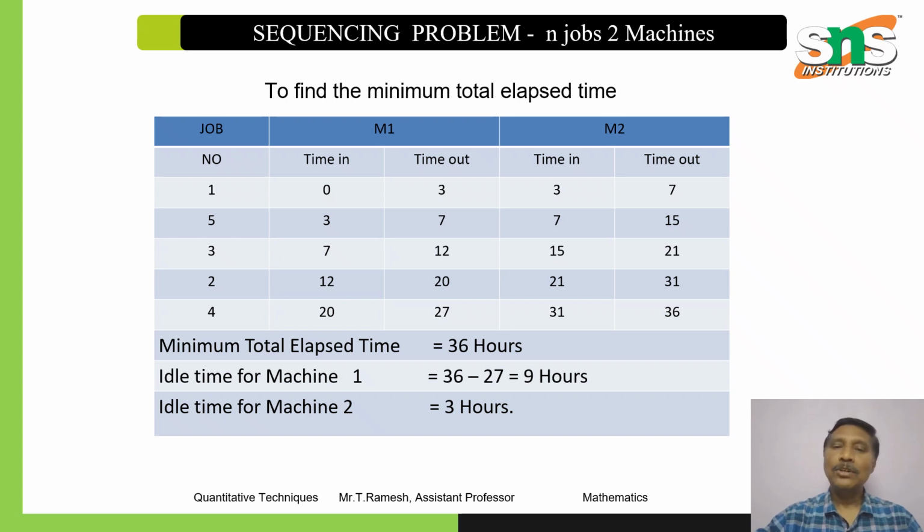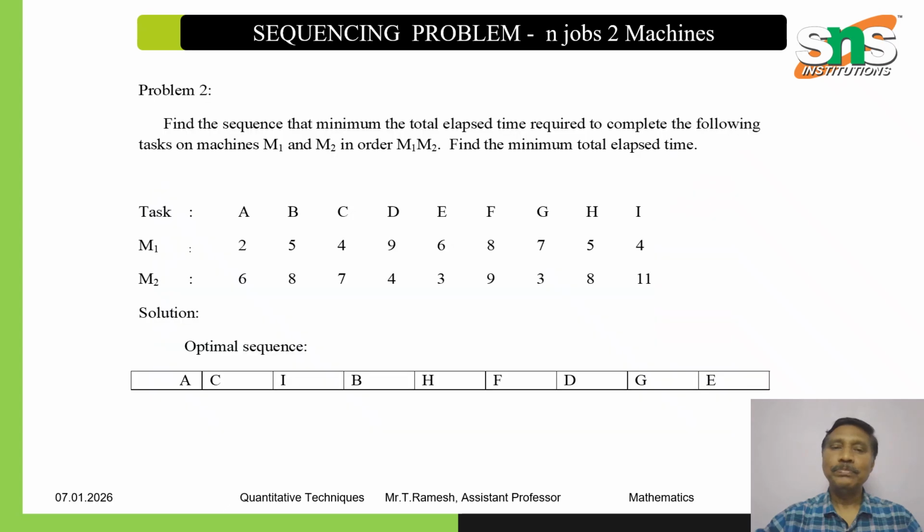So what is the idle time of machine 2? Initially, the first job is assigned to M2, but M1 completes its work first, then M2 will start. Up to that point, M2 is idle. Therefore, we start after 3 hours. So 3 hours is idle time, and then it is continuously running: 3 to 7, 7 to 15, 15 to 21, 21 to 31, 31 to 36, continuously running. Therefore, it rests only 3 hours. So the idle time of machine 2 is 3 hours. So that is our total elapsed time and idle time for machine 1 and machine 2.